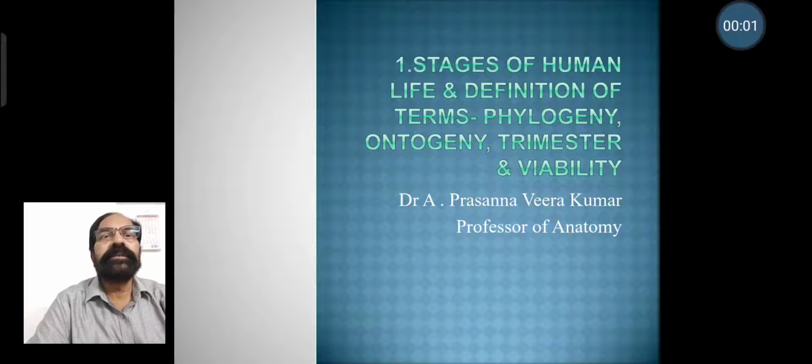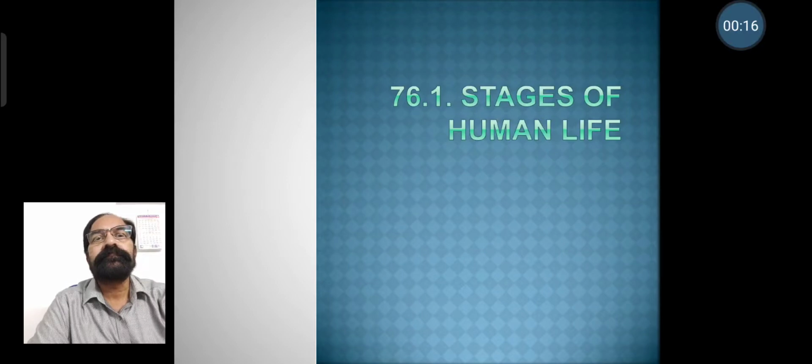So the topic is stages of human life and the definition of the terms phylogeny, ontogeny, trimester and viability. So first we'll start with the competency stages of human life.